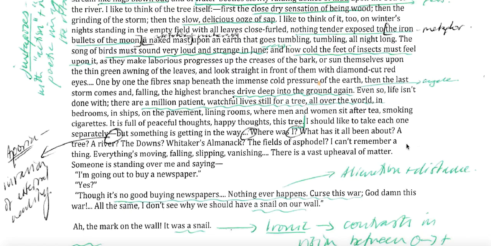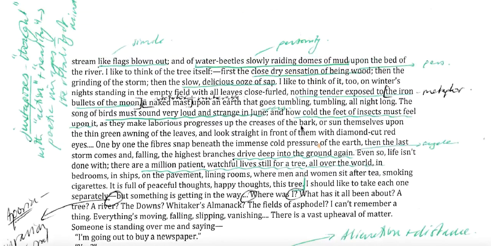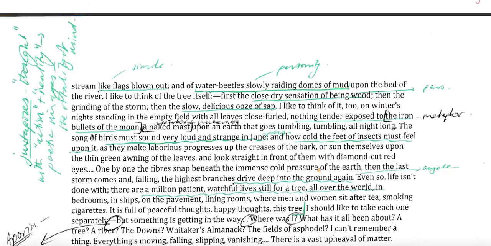There are a million patient, watchful lives still for a tree all over the world, in bedrooms, in ships, on the pavement lining rooms where men and women sit after tea, smoking cigarettes. It's full of peaceful thoughts, happy thoughts, this tree. And so that full poetic speculation shows us here a dynamic juxtaposition of thought with action and reality with poetic images, like the vitality of the mind.